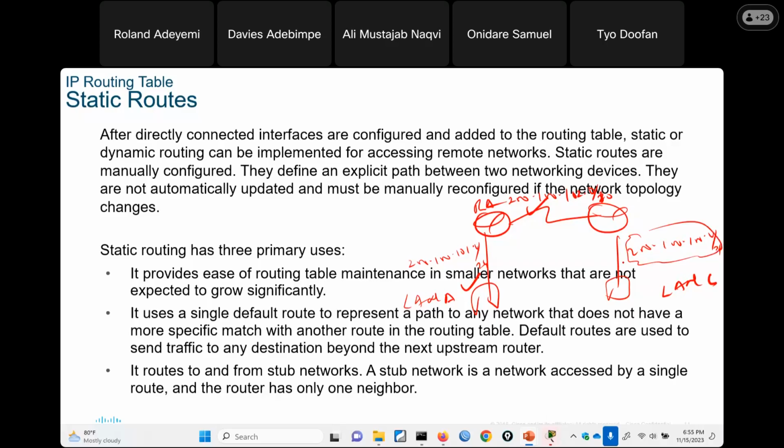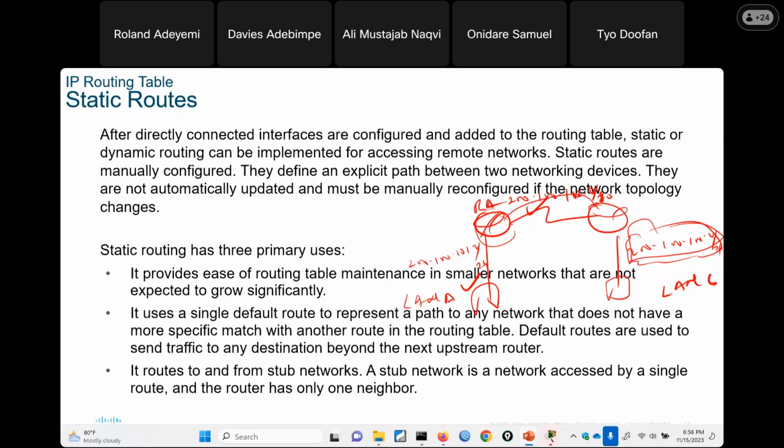As the network administrator, I have to go to this router manually and tell this router, in case you have a message for anybody on this network, or let me put it this way, there is a network that is remote to you. It's not directly connected to you. And this is the prefix length. In case you have a message for anybody on that network, forward the message to router B.